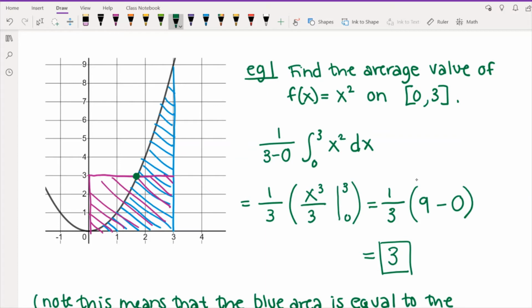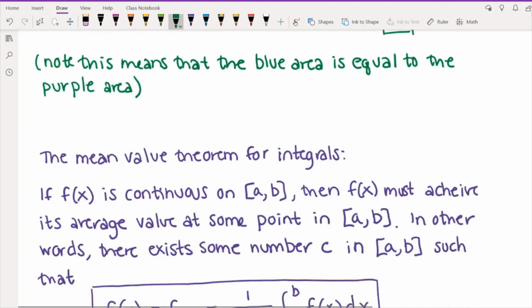Well, forget about calculus for a second and just think about what we're actually trying to answer here. If we're trying to find at what x value our function reaches a height of 3, that's the same as just solving f of x equals 3, right? So all we have to do to figure out what that x value is, set 3 equal to x squared and solve. So I'm going to go down and do that below.